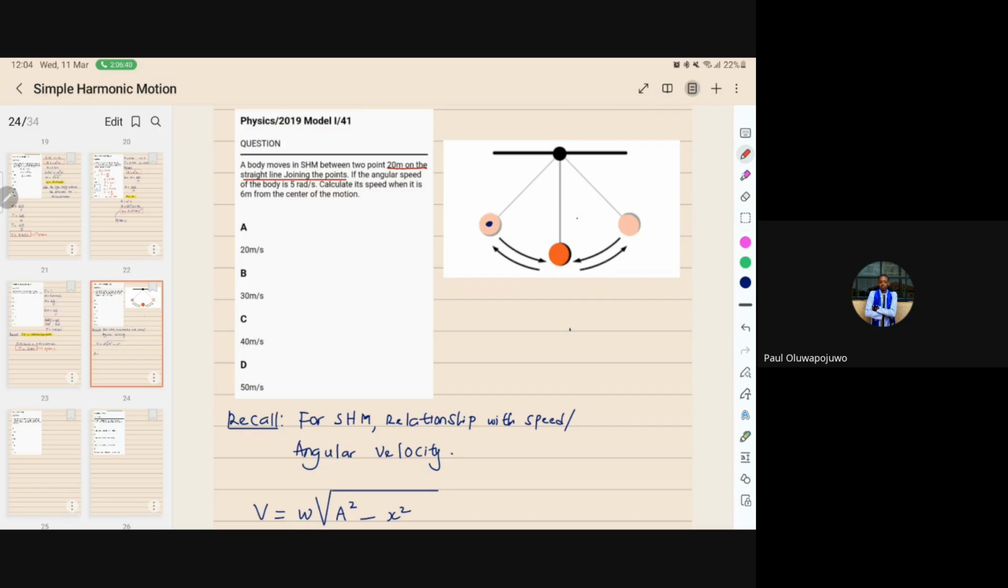A body moves in simple harmonic motion between 2 points. Let's call this point C and let's call this point D. Now, if the angular speed of the body is 5 rad per second, so angular speed is 5 rad per second. Right? Then they are asking us to calculate the speed when it is 5 meters from the center.